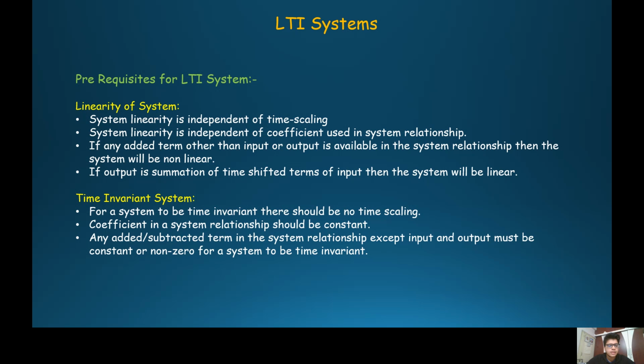Now let's summarize what the prerequisites are for a system to be LTI. It must follow the rules of linearity of a system and also the rules for a time invariant system. Some rules of linearity of a system are that it must be independent of time scaling, and it must be independent of coefficient use in the system relationship, etc. And some rules for a time invariant system are that there should be no time scaling and the coefficient of the system relationship should be constant, etc. So these are some of the rules that need to be followed.